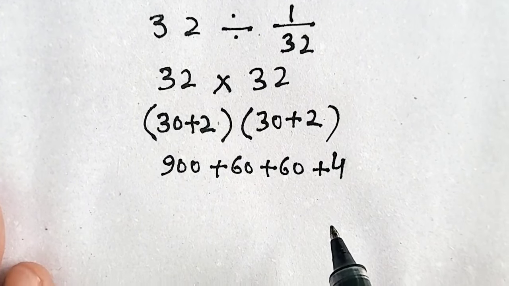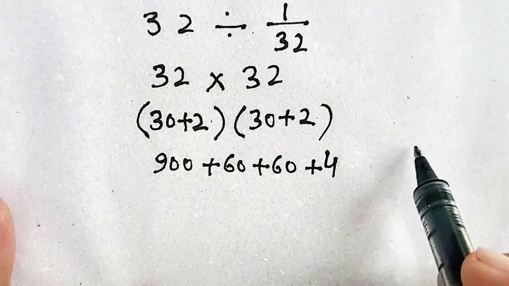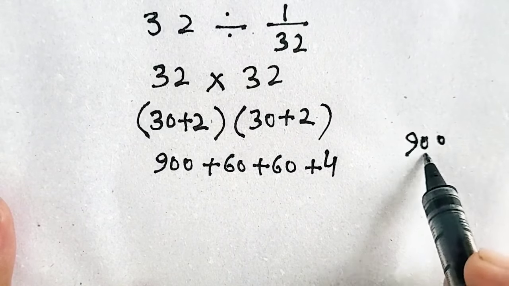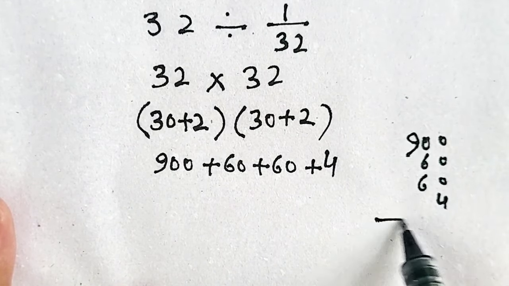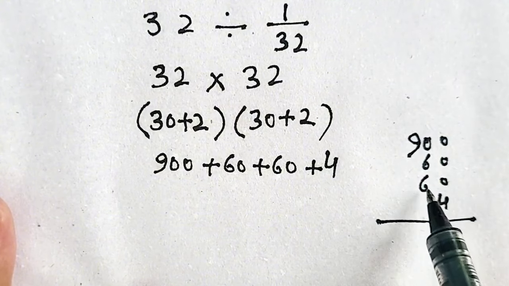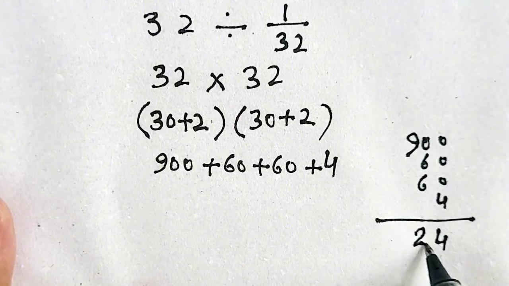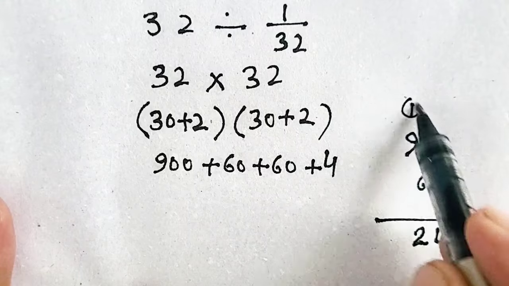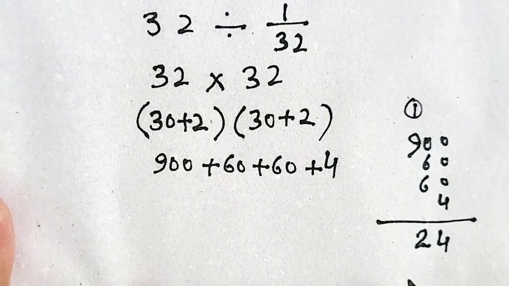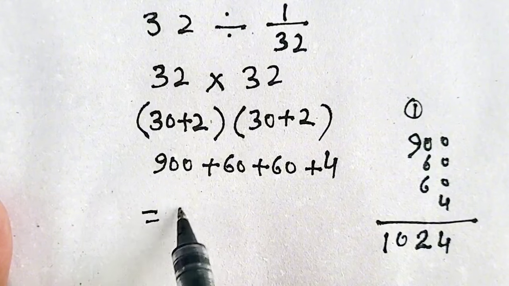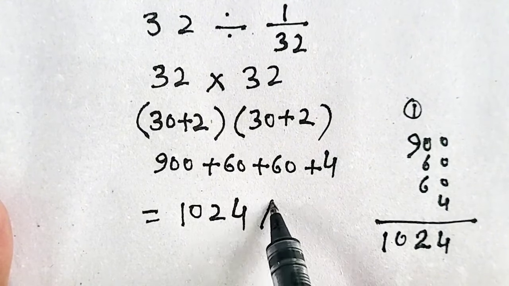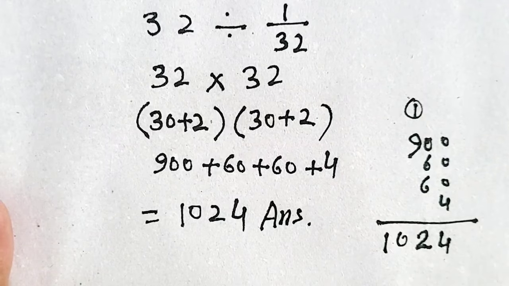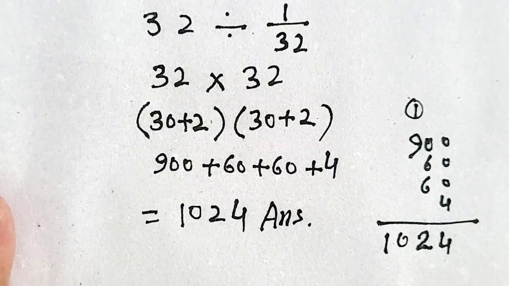Now add these three numbers, we will get 900, 60, 60 and 4. We will get 4. 6 plus 6, 12. So 1 is carried over. 9 plus 1 is equal to 10. So 1, 0, 2, 4 will be our answer without using a calculator.